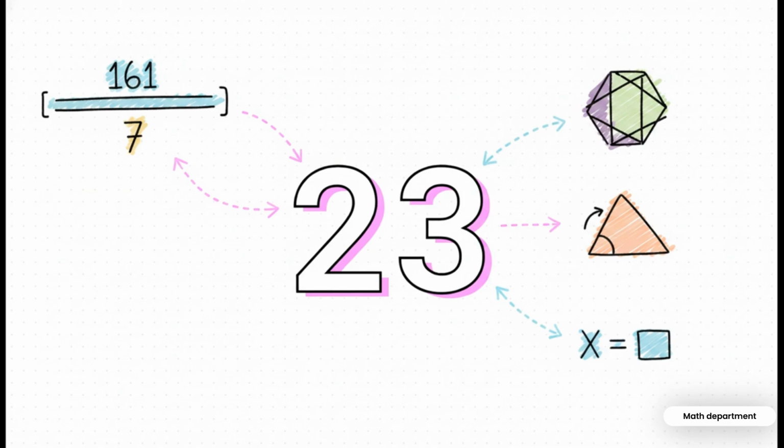And after dividing 161 by 7, our final calculation reveals that x equals 23. Look at how beautiful and organized that step-by-step algebraic process is. When you really break it down, a super complex geometry diagram just turns into a simple, manageable equation.